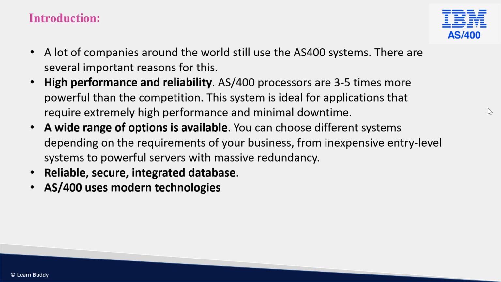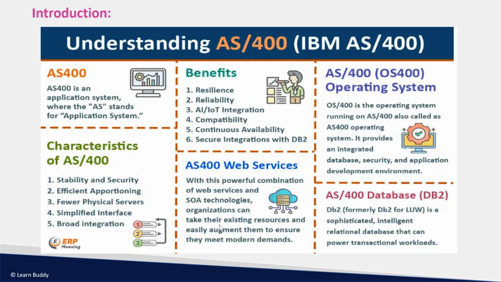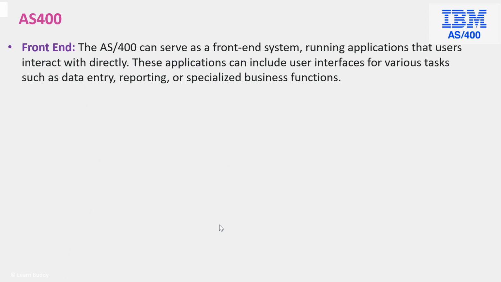It is also reliable and secure, with an integrated database. AS400 has an integrated database. If you take Java and Python, any application built on Java or Python needs another database, MySQL, SQL, MongoDB, anything; they need an additional database. They don't have an integrated database system. But if you use the AS400, it is an integrated database system, and it uses modern technologies. So these are some of the points to understand: the benefits, characteristics, web services and databases, and what AS400 means.